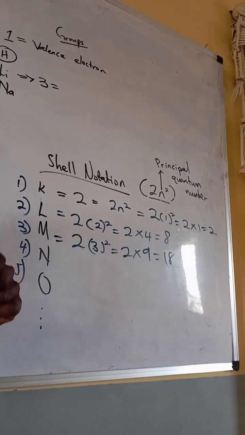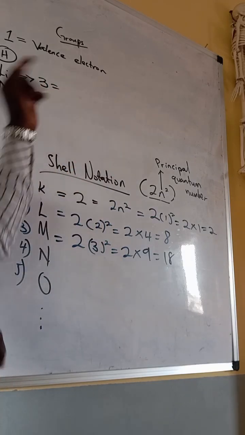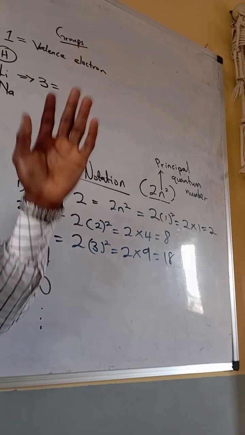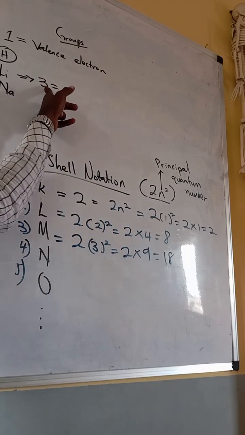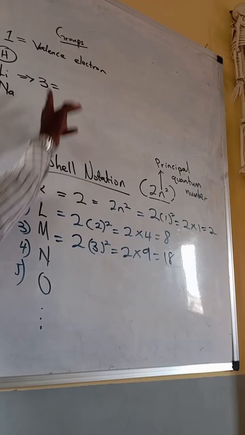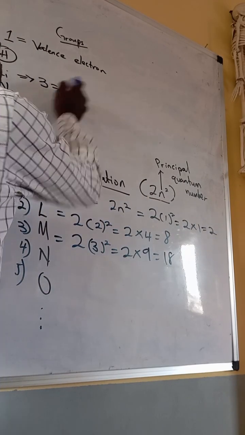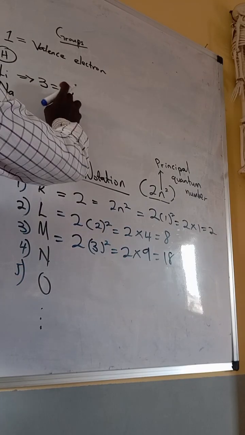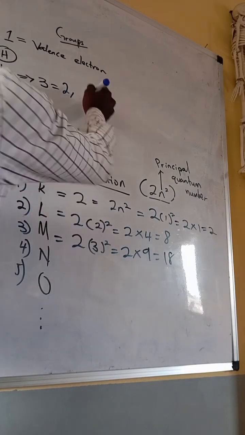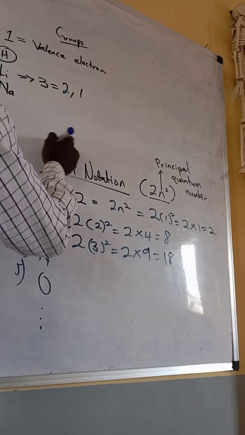The next thing to know is how it is useful. Now come back here. If you want to do the shell notation electronic configuration, you already know that lithium has 3 total electrons. The first shell will contain 2 electrons. You write it. You know the total is 3. Out of 3, you have written 2. How many are remaining? 1. You put the 1 here. That's what we call shell notation electronic configuration.